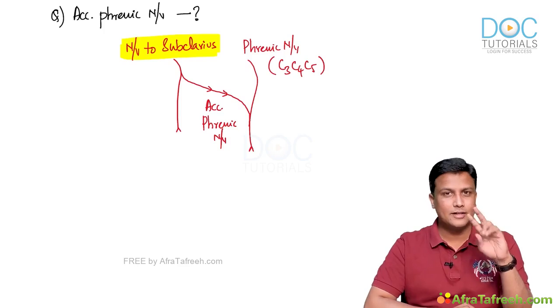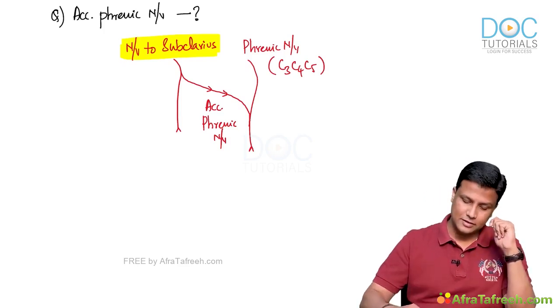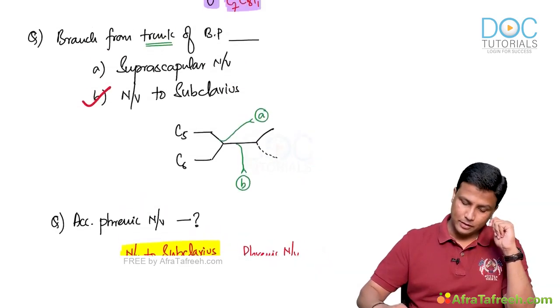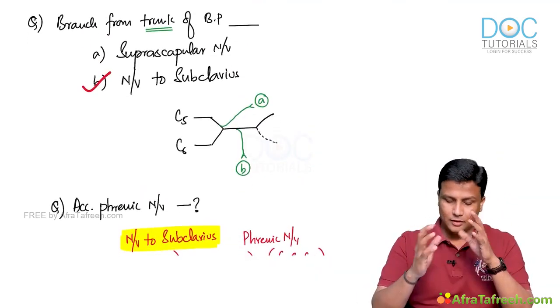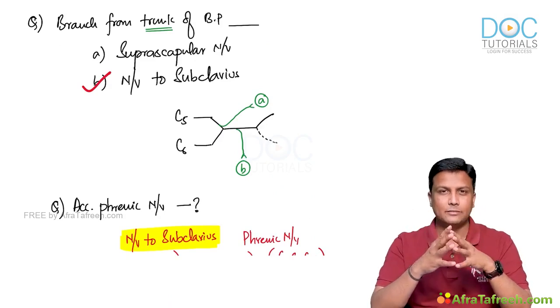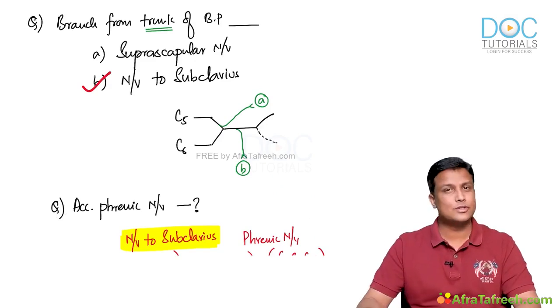So two important things I told you. Number one, the accessory phrenic nerve is given by nerve to subclavius. Number two, remember, it is the actual branch which comes from the upper trunk. If both the options are given in the exam, like suprascapular nerve and nerve to subclavius, the better option will be nerve to subclavius, guys.